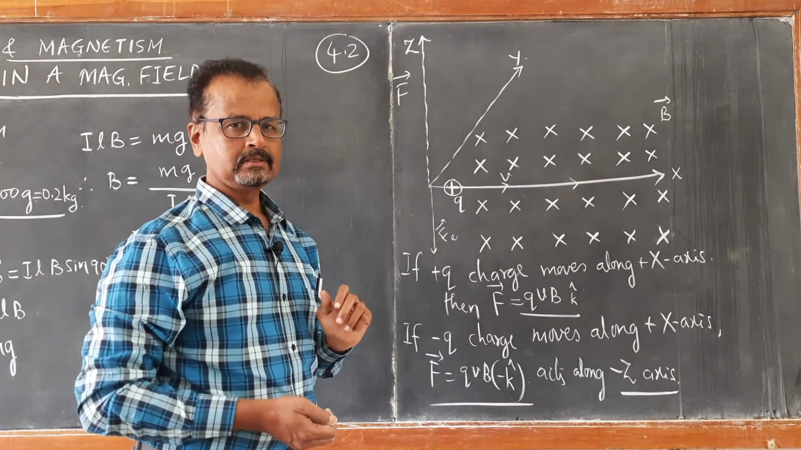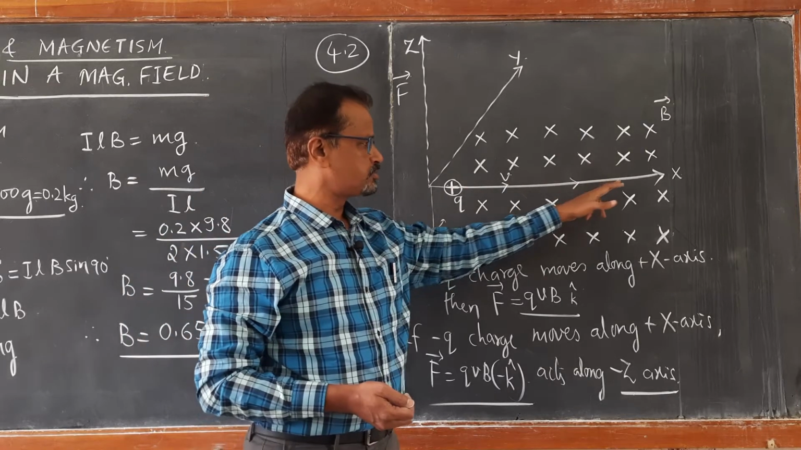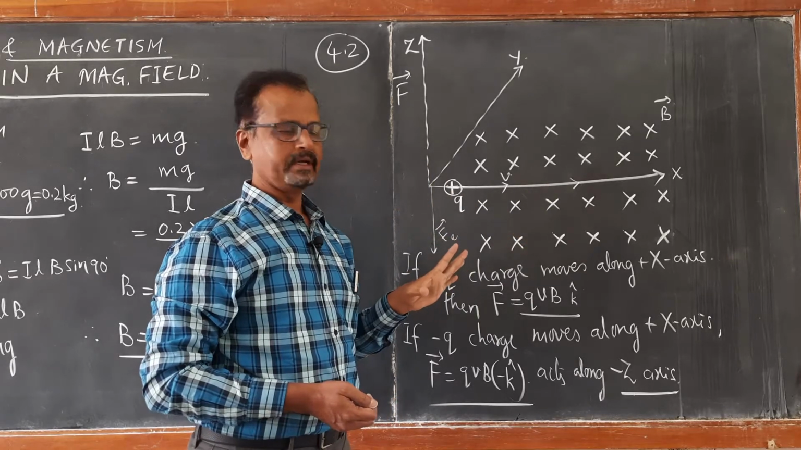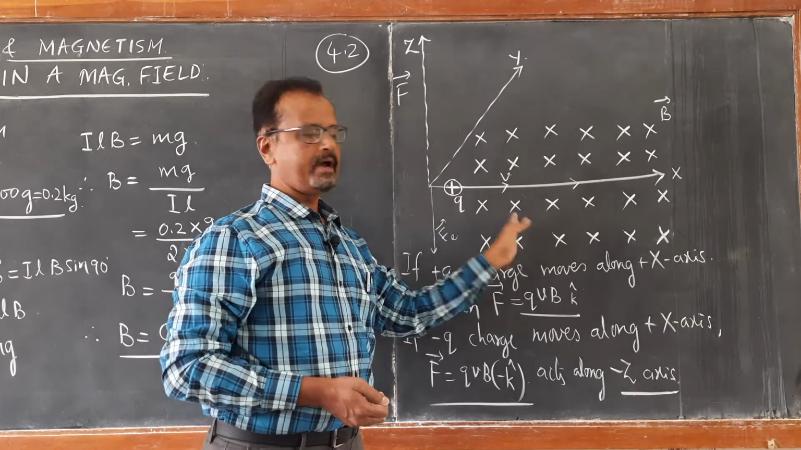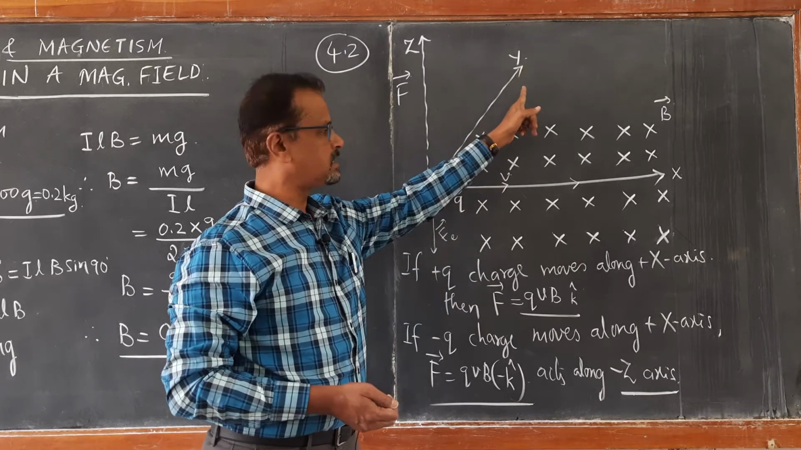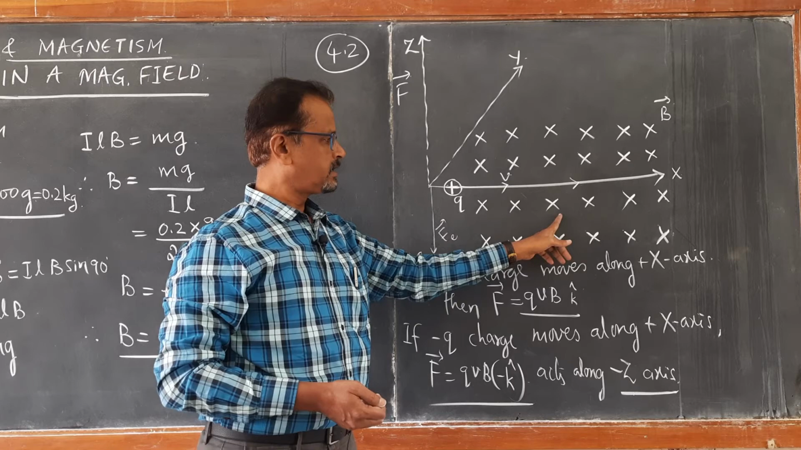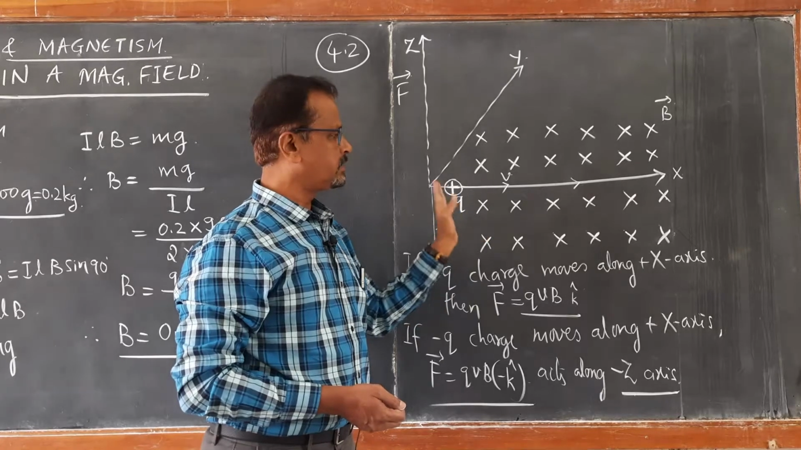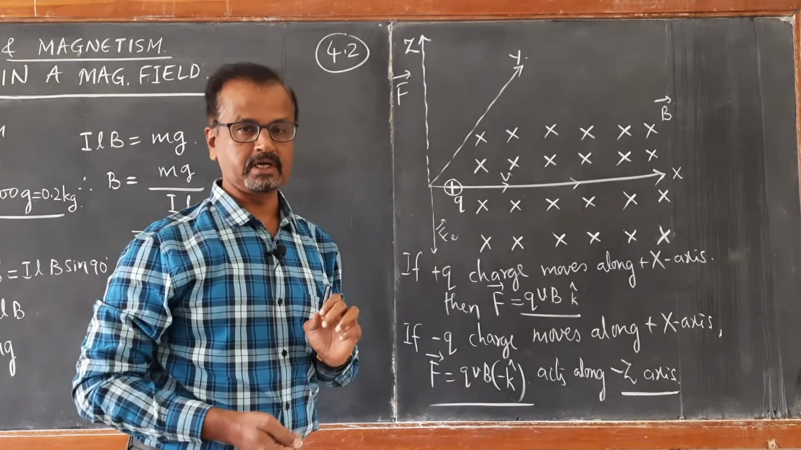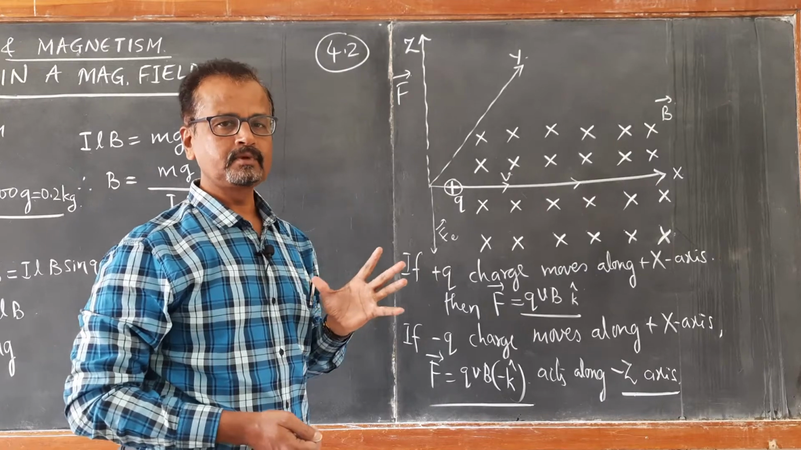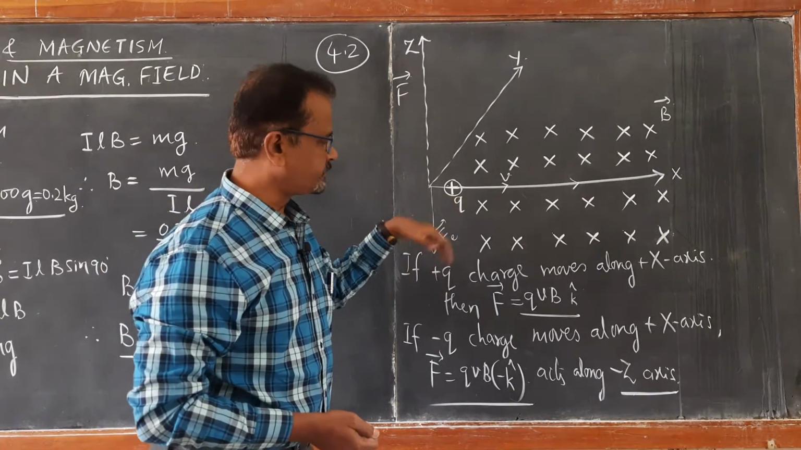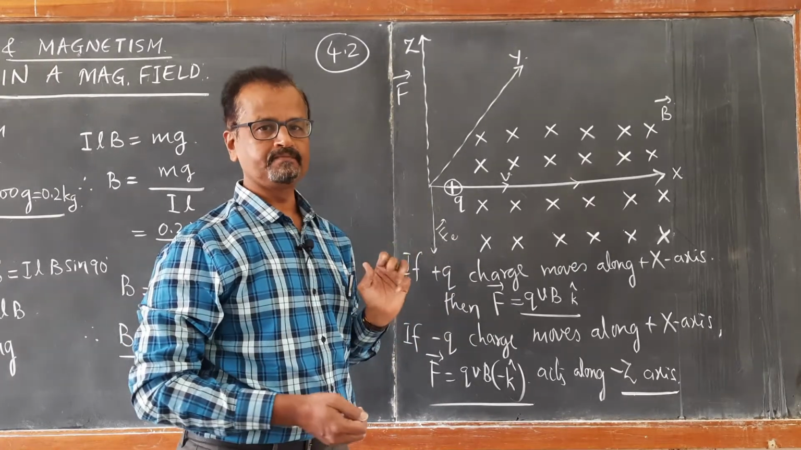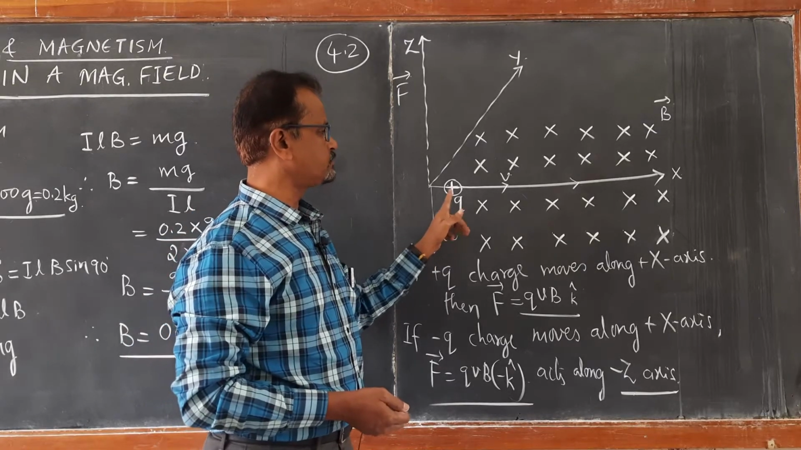So there are two cases. What happens if a positive charge moves with some velocity along the positive x-axis perpendicular to the magnetic field in this way? Magnetic field is acting along y-axis. I have shown y-axis. It is pointing vertically inwards. The cross mark shows the direction of magnetic field pointing inwards. Then what is the force experienced by this positive charge, if it is a proton moving with some velocity? If this proton is replaced by an electron, then what is the force experienced by that electron? This is the question.